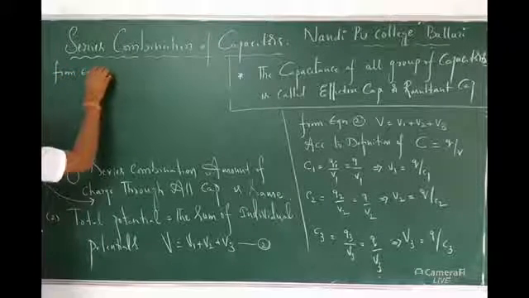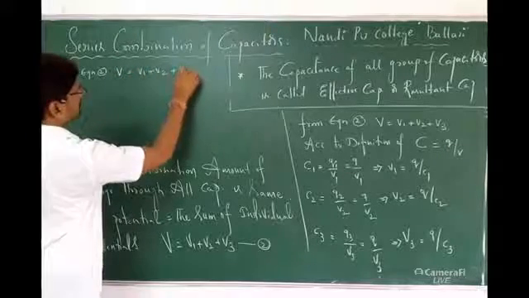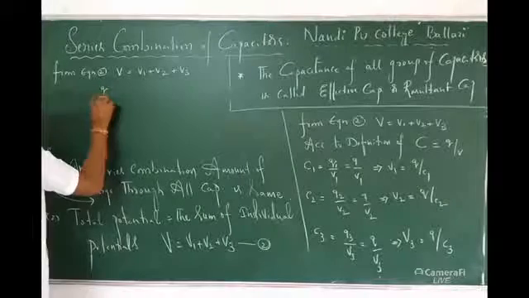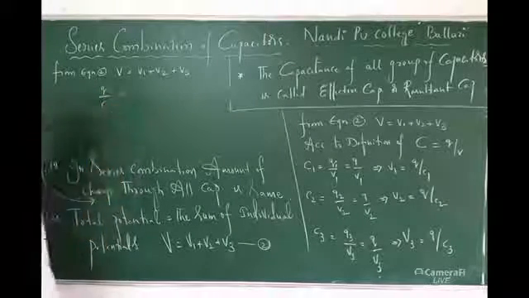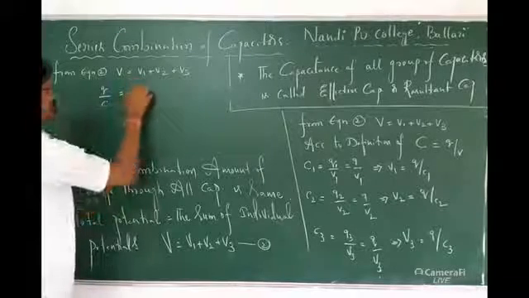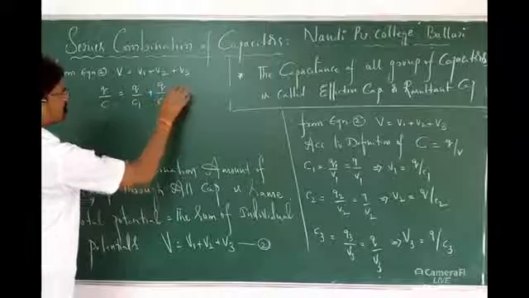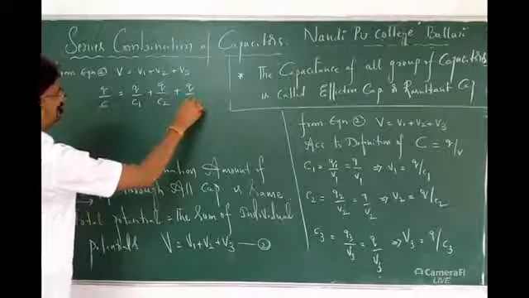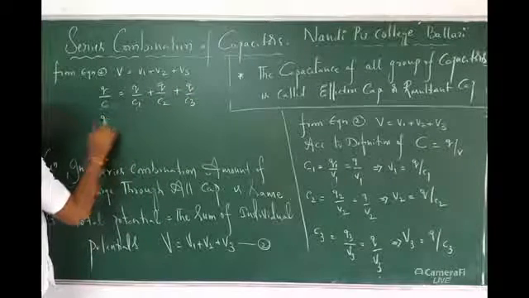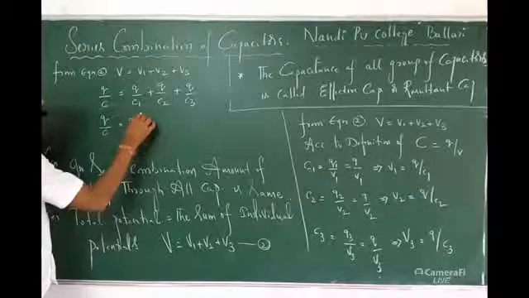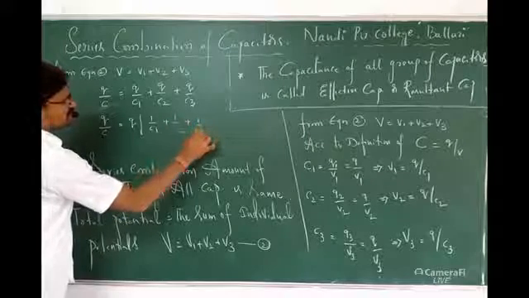From equation 2, V is equal to V1 plus V2 plus V3. What is V? Q by C. V is equal to Q by C. V1 is Q by C1 plus Q by C2 plus Q by C3. So, can I take common Q? Q by C is equal to Q into 1 by C1 plus 1 by C2 plus 1 by C3.